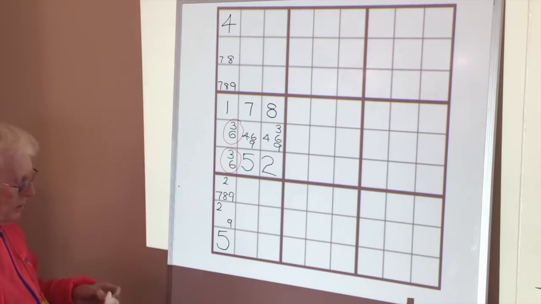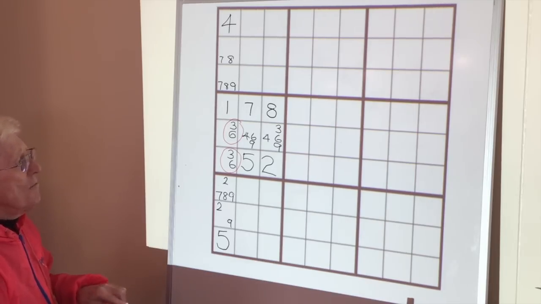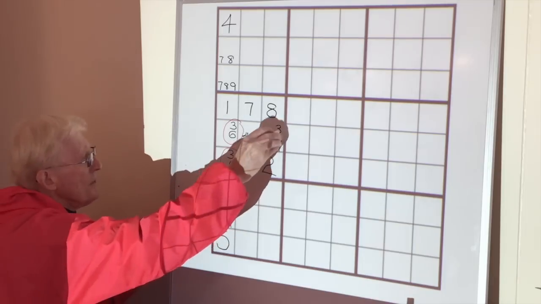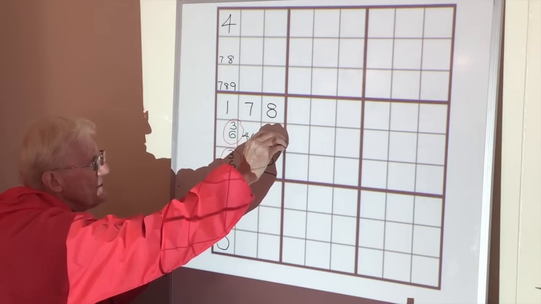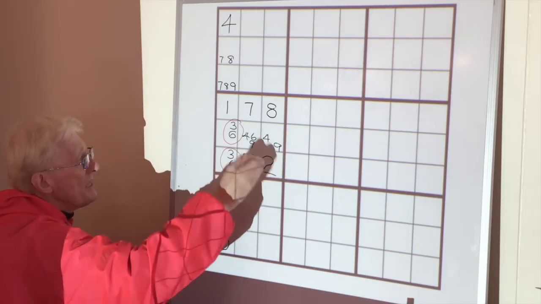Now what about in the block? You've probably seen it already, but here is a 3-6 here. We can get rid of that 3-6. And we can get rid of this 6.